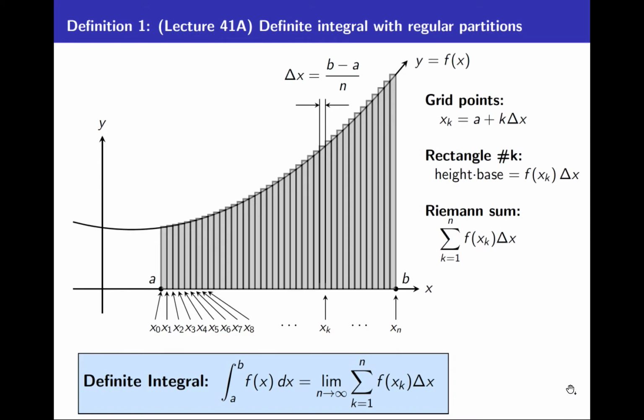So this was our first formulation of the definite integral. And we noted in lecture 41a that this limit could be possibly negative or positive or zero, because f of x may be sometimes above the x-axis, other times below. So the base times heights of these rectangles could be either positive or negative or zero. But this is the definition that we've been using of the definite integral. And I'll continue to use this definition in lectures after 41.